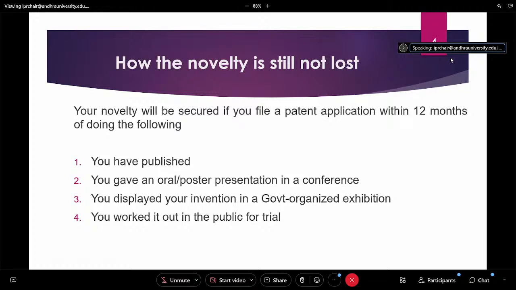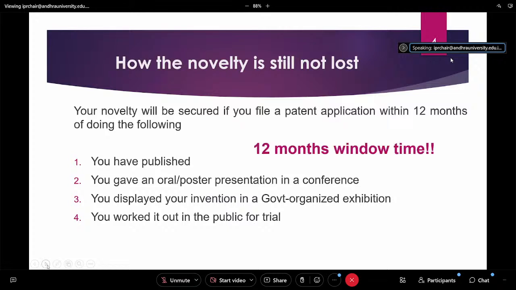So that guy needs to go to that multi-story building and work his invention out there. Then only he will be able to understand whether his system is really working or not. That will be called a public trial. So in that case also, that guy will have the 12 months window time to file the patent application in India.